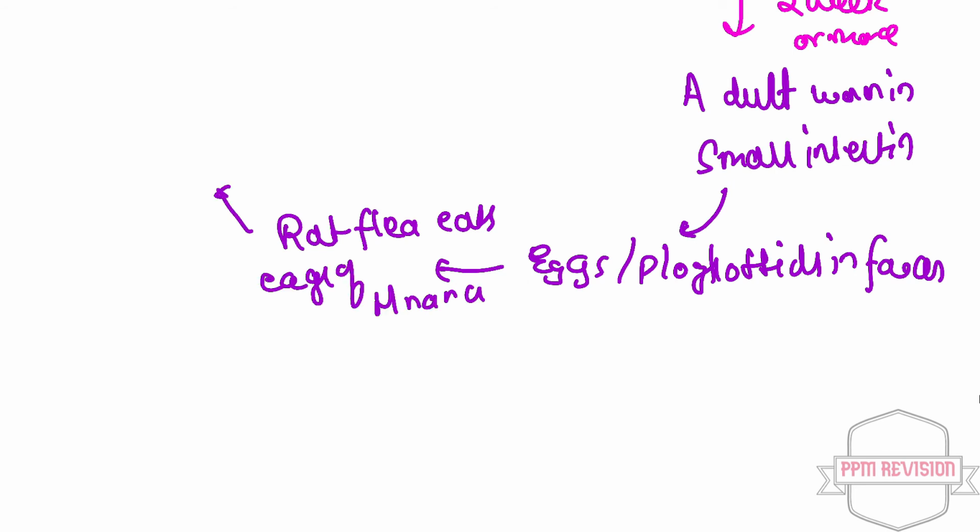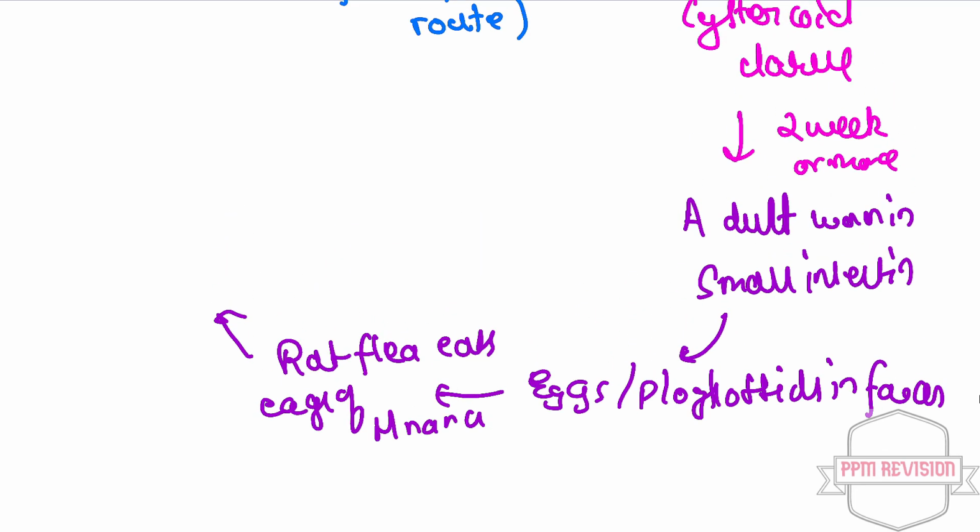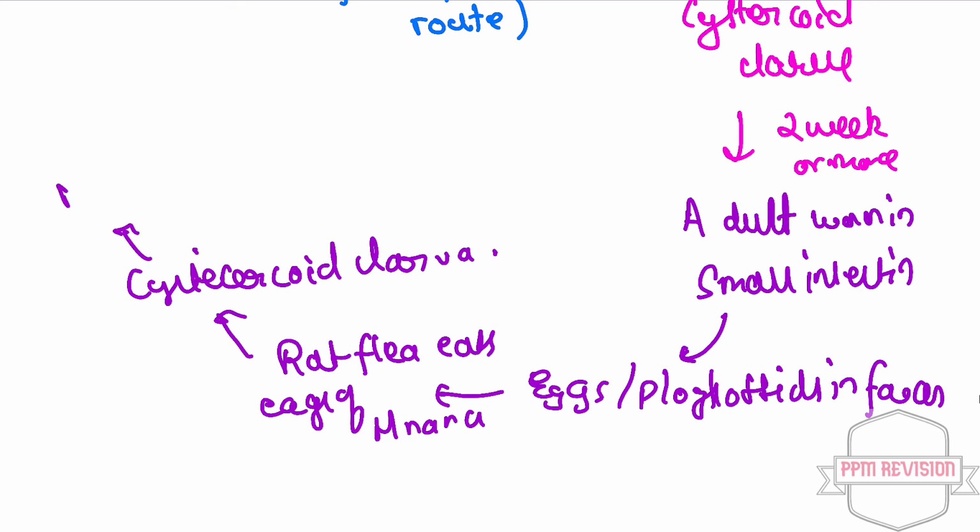And then cysticercoid larva is formed. This is another spectrum of the cycle, and then we can also see the rodents get infected.